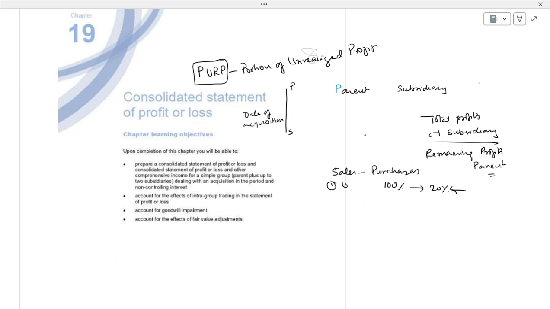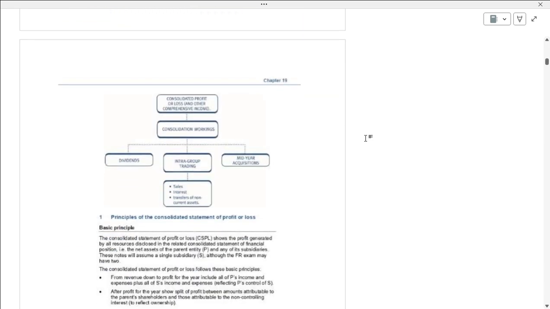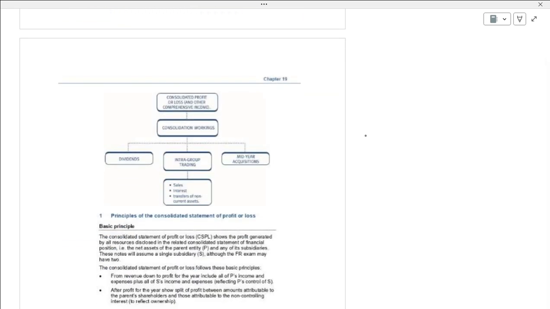We are talking about the consolidated profit and loss account. We are dealing with a simple group with acquisitions. We'll say intergroup trading. We'll calculate any goodwill impairment, again by the same process, and distribute that impairment between parent and subsidiary. Any fair value adjustments we will add in other comprehensive income. It talks about the same thing. Consolidation workings will be there.